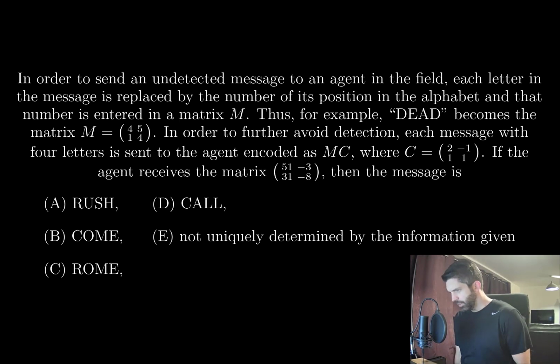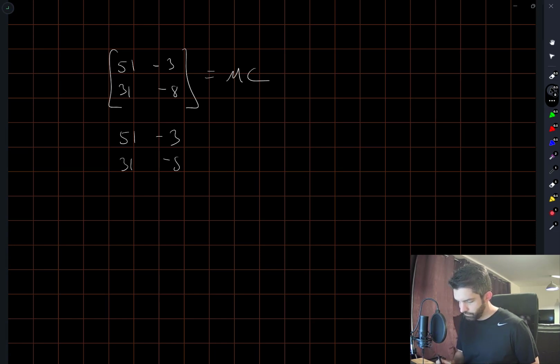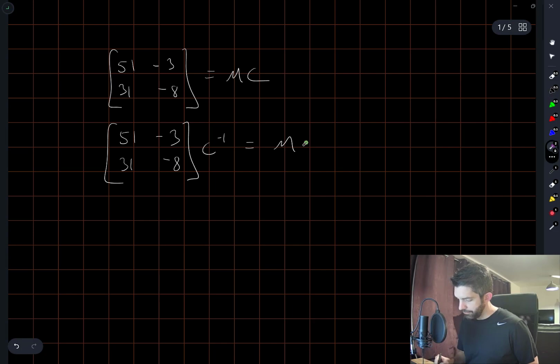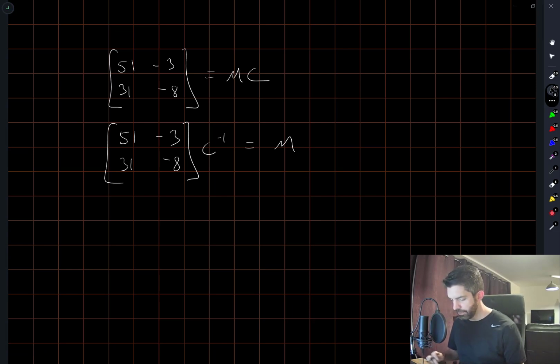Okay, so I suppose this is just a question of computing an inverse, and we want to find M. The matrix we receive is 51, -3, 31, -8. This is the message we receive, which we're told is equal to MC. And we want to extract M, which is the message, so we're going to multiply on the right by C inverse. And that's equal to M, and then we should be able to read off simply from the entries in M and translating the numbers into letters, figure out what the message is.